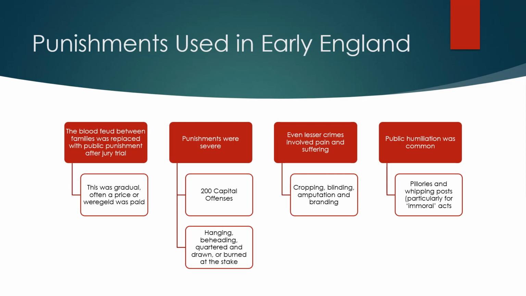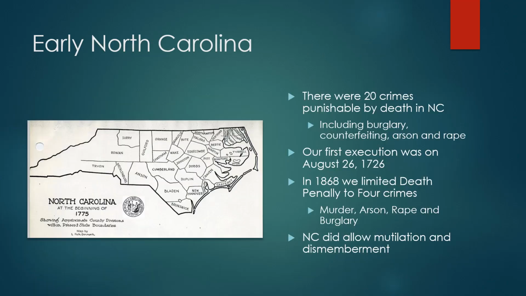All right, so that's medieval England all the way through, let's say, the 1600s. But of course, turning now to North Carolina, there were about 20 crimes in early colonial North Carolina. And there's a map, if you will, of North Carolina in 1775.